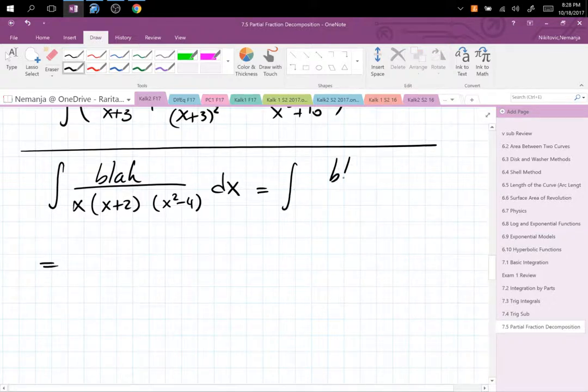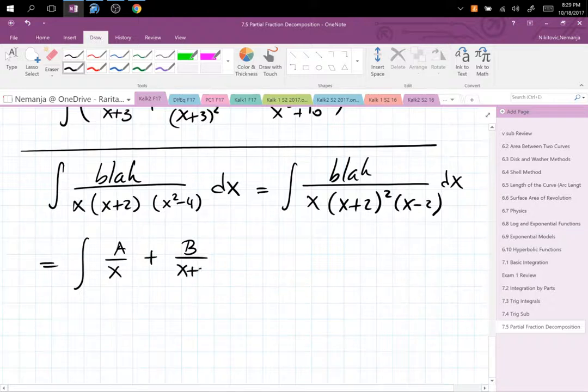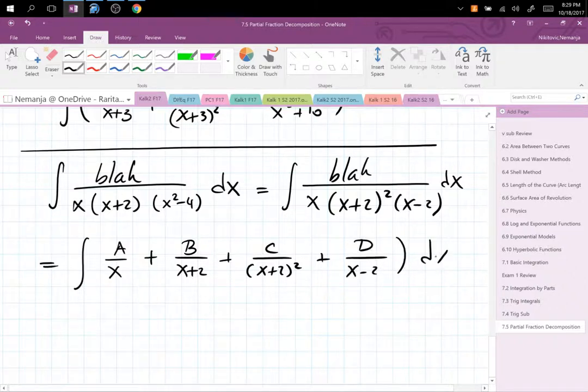So this turns out to be, when you factor x and then x plus 2 squared and then x minus 2. You see that? Dx. We can't do it with the cube there. Yes? No, you leave them all separate. So now you have a over x, then you have a repeated linear, b over x plus 2, c over x plus 2 squared, plus another linear, d over x minus 2, all of that dx in parentheses. There it is.